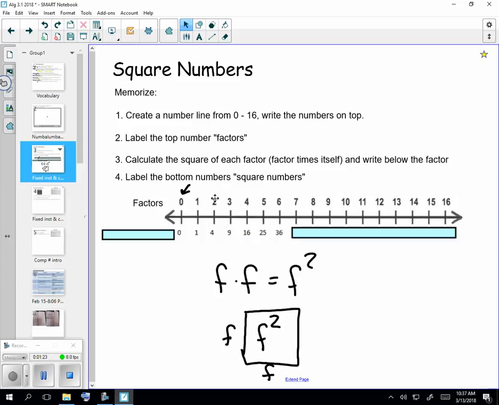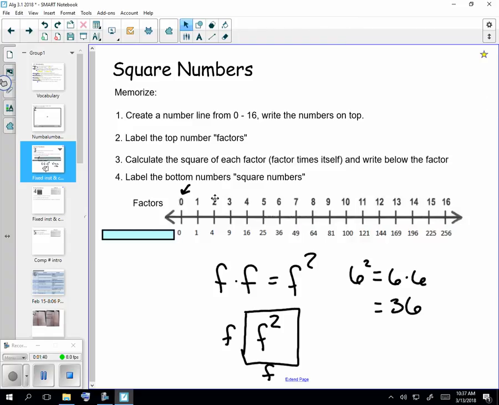Pause your video and try to get the remaining squares from 7 through 16. If you want to find 6 squared, it's 6 times 6, which was 36. Repeat this process.